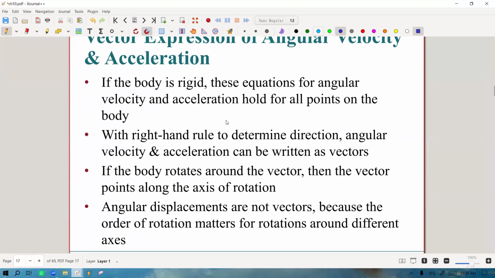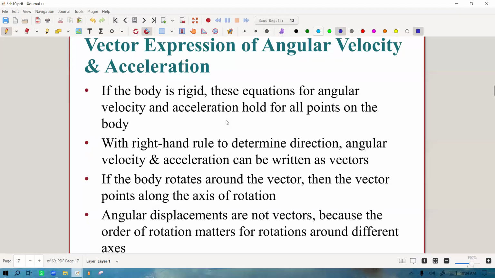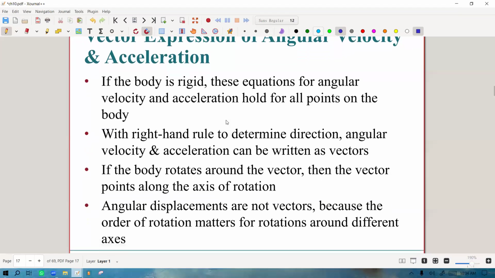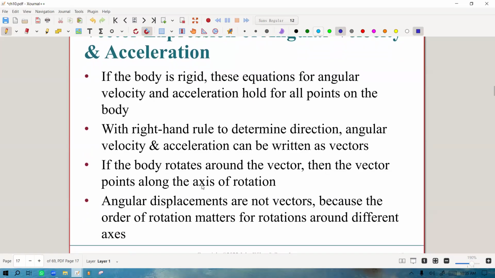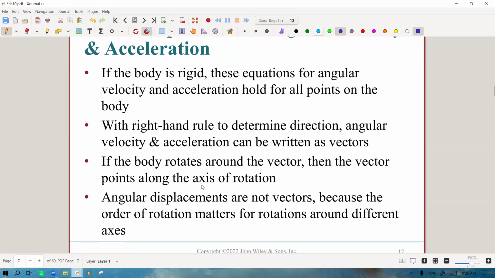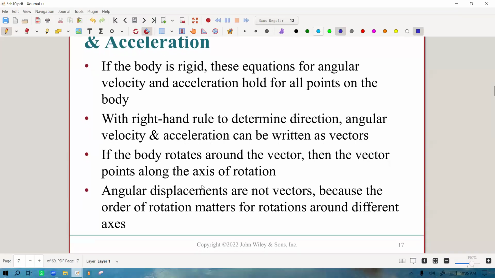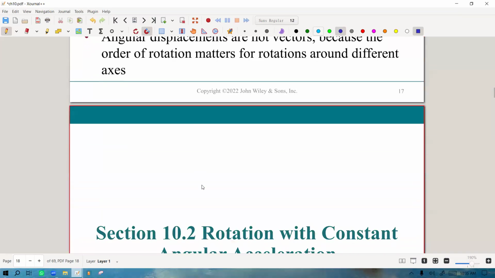Okay, and then vector expression of angular velocities and acceleration. If the body is rigid, this equation for angular velocity and acceleration holds for all points on the body, with the right hand rule to determine direction. Angular velocity and acceleration can be written as vectors. If the body rotates around an axis, then the vector points along the axis of rotation. Angular displacements are not vectors because the order of rotation matters for rotations around different axes. Okay, so angular displacement is not a vector.